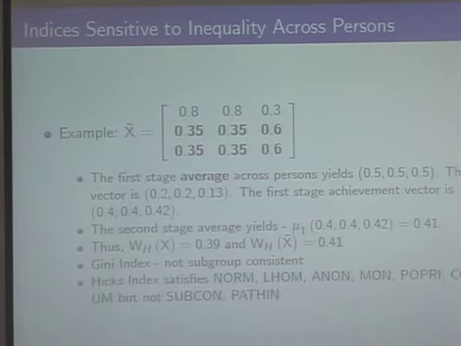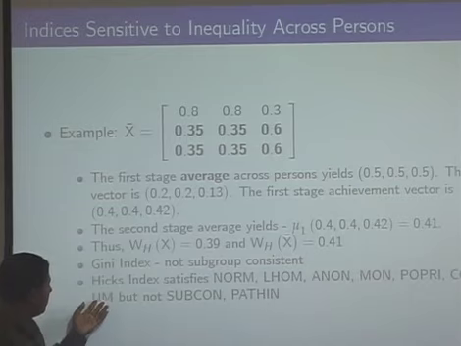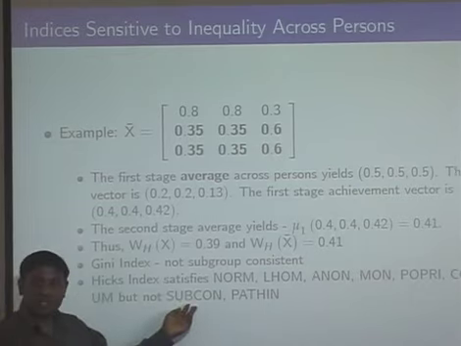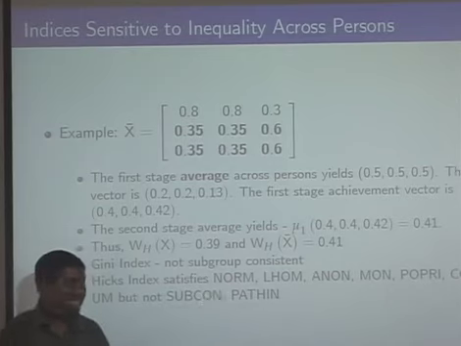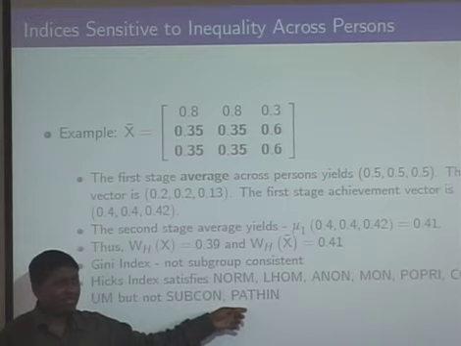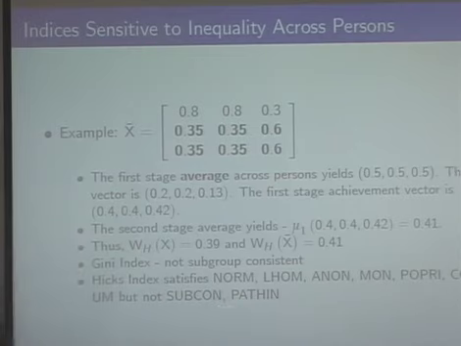So the Higgs index satisfies these nice axioms for understanding all of it, including uniform majorization, but it is not subgroup consistent, not path independent. Is this property too important to you? Do you think it's very important that the order of aggregation doesn't matter? Well, we'll see it later then.